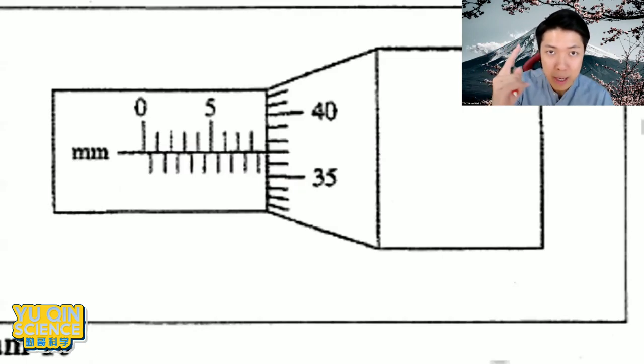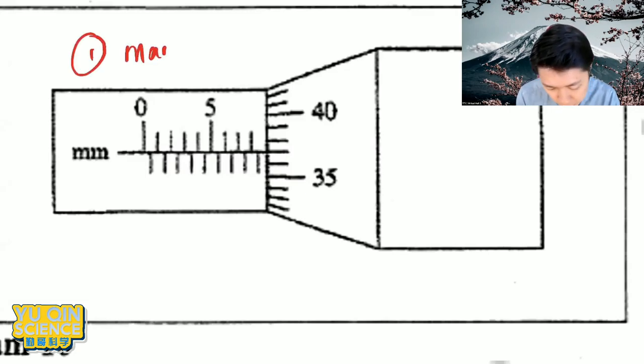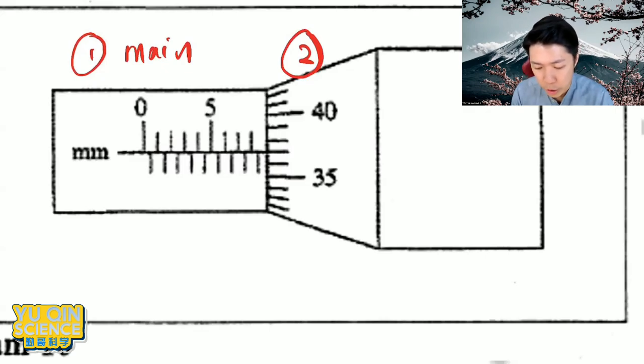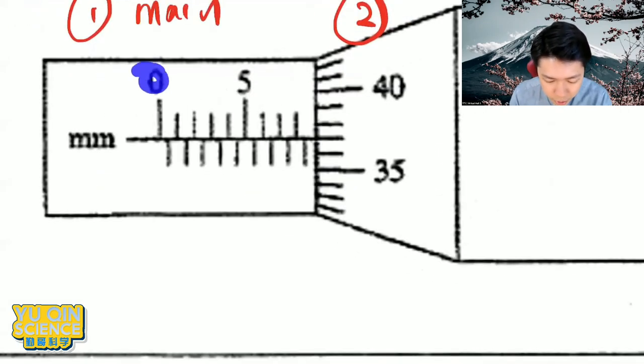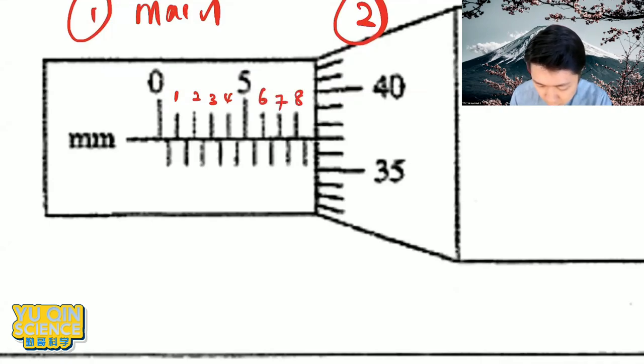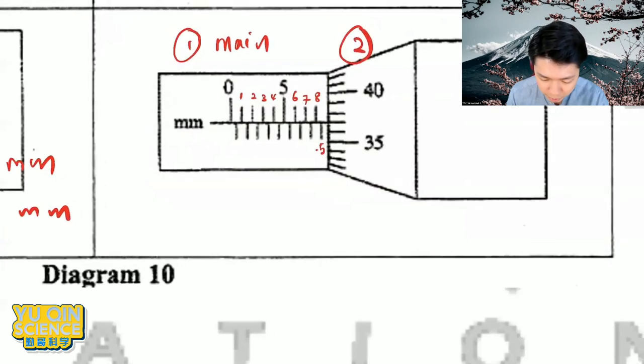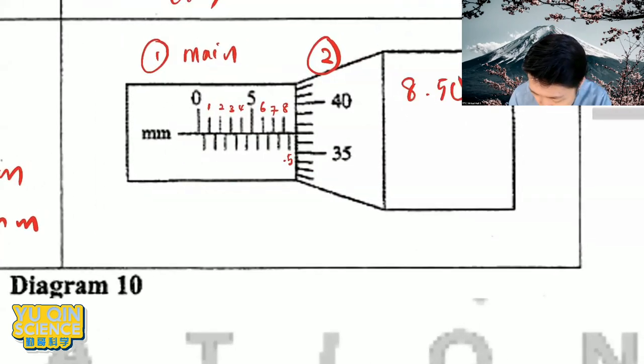So, for those who are not sure how, ready? Step number 1, look for your main scale. Step number 2, look for your secondary scale, the next scale we have here. Okay, can. All right. So tell me what's your main scale. Now, this is 0, 1, 2, 3, 4, 5, 6, 7, 8. And how about the bottom one? The bottom is 0.5, half. So the main scale is 8.5. Okay, main scale, 8.50 mm.